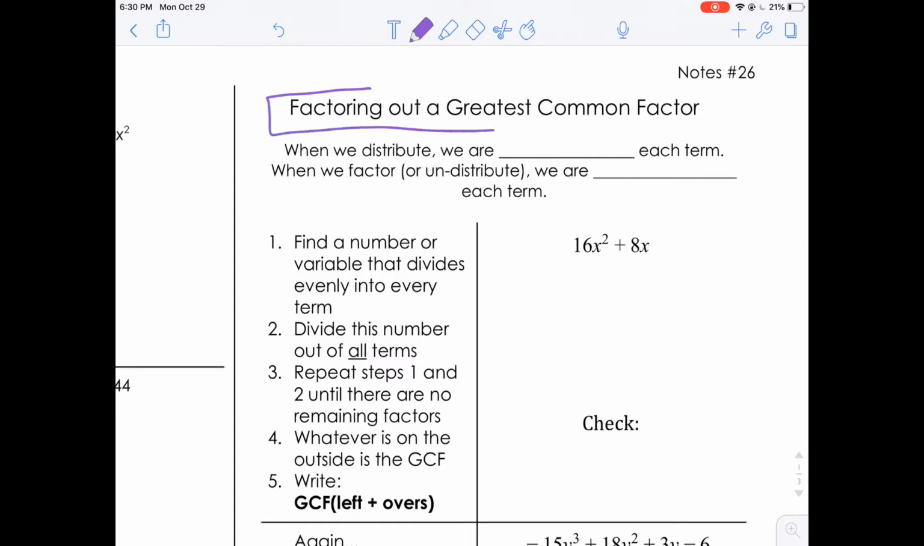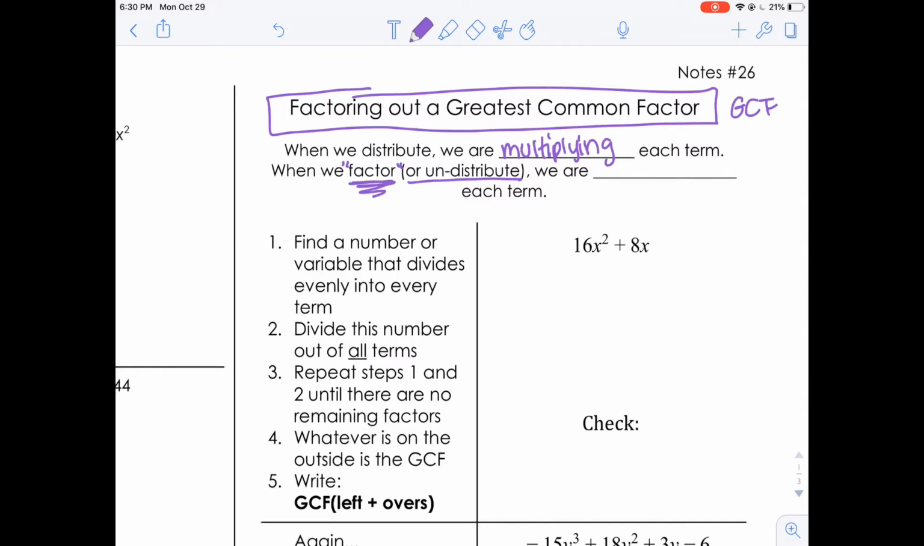So today we are factoring out the greatest common factor, and you might have heard of this as the GCF. It's really connected to distributing. When we distribute, we are multiplying every term. There are sometimes when we want to undistribute, or take that number back out. If we're undistributing, it's called factoring. So that might be our new word for today.